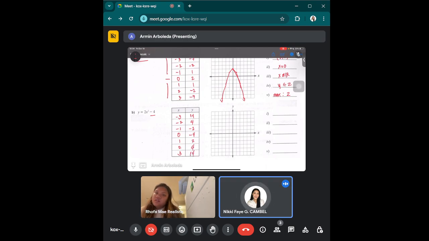Okay, let's try graphing. We have 0, and where is it facing? Upwards, because our A is 2 and it's positive, and it's looking upward.